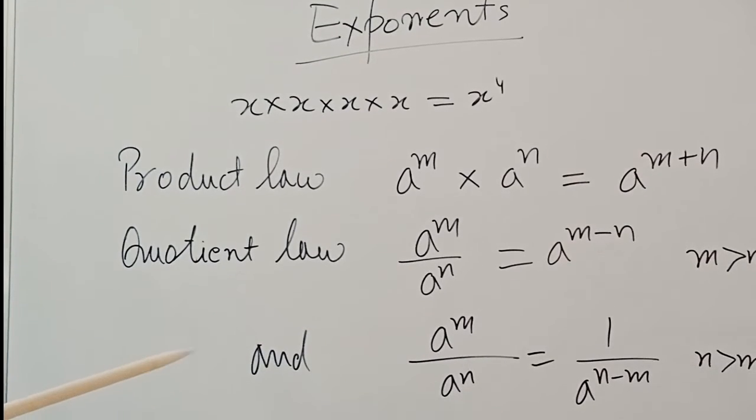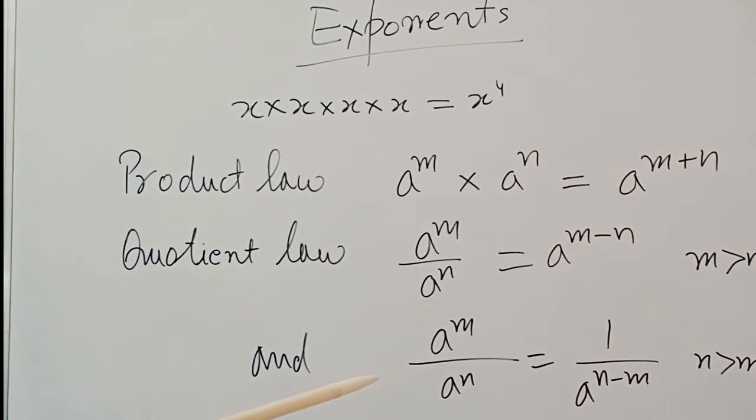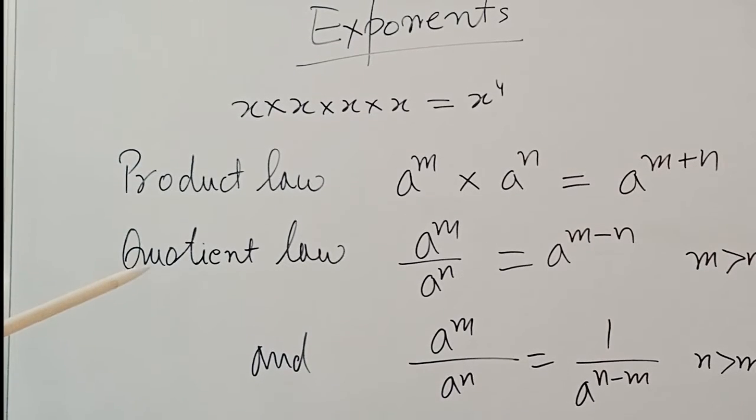Or a to the power m upon a to the power n, we can write as 1 upon a to the power n minus m whenever n is greater than m. So with the help of this law, we will do the sums of exercise 2a.